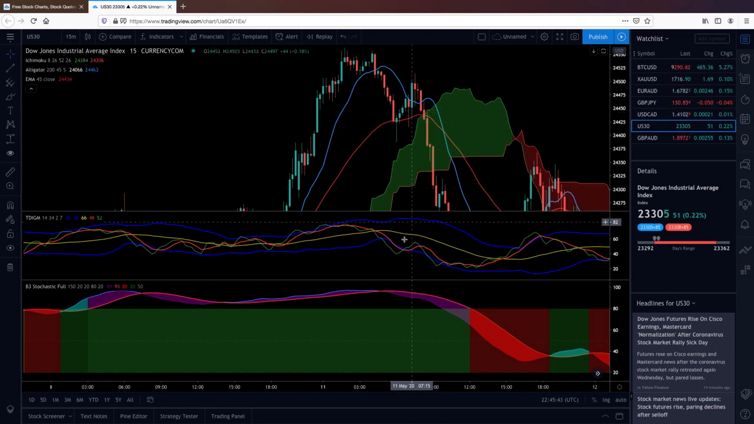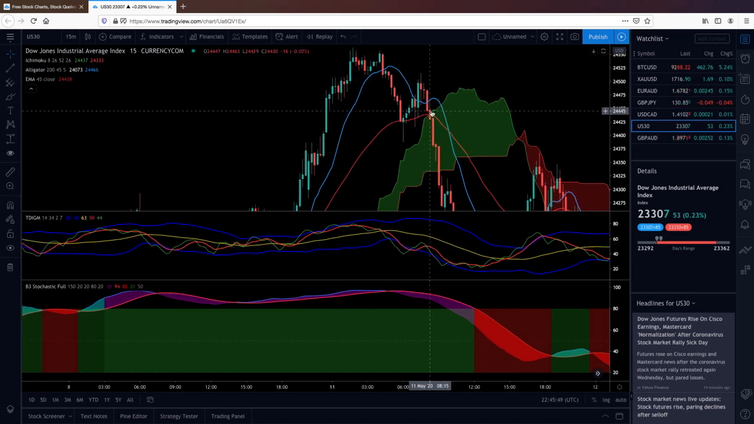Look, TDI already crossed right here. So the TDI crossed with you. Actually, it crossed with you. So I'm going to point out the confirmations right now. Why this drop? First, a double top.